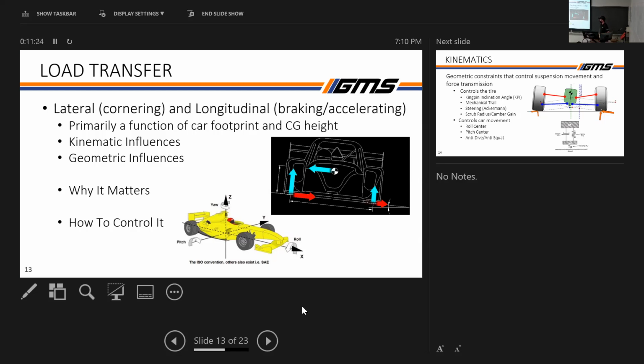So there's a lot of different geometric things we can change to help this, as well as kinematic things. It matters because we want the car to be somewhat normalized. If you have a whole lot of weight transfer, then the grip is changing a lot on each tire. If you have a lot of weight on one tire, that increases the grip. So we kind of want the car to be stable in a way, so we don't have a lot of weight transfer. We can control it, like I said, by changing the footprint of the car or adjusting damper settings and stuff like that.